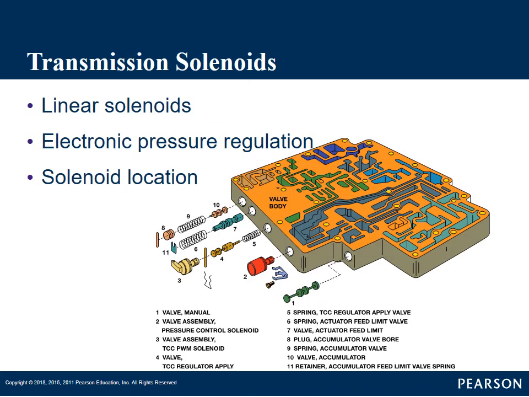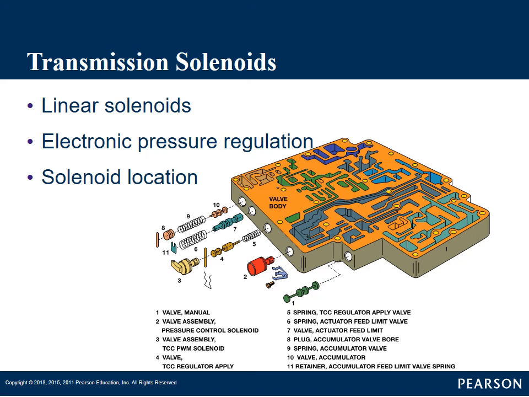Here is just kind of a breakdown of a valve body in a transmission. You'll see the different valves and springs in the valve body. You see solenoids hooked in there also. This is a pretty common look of what you'll see in a valve body on an electronic shifted transmission.